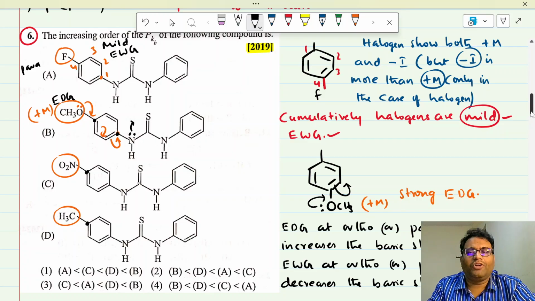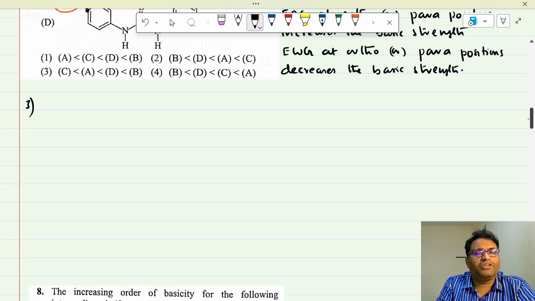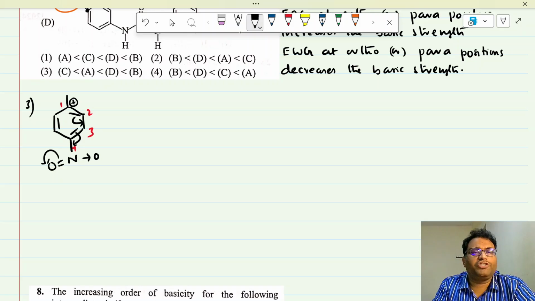Coming to the third molecule, it has nitro. It shows a minus M effect. Let us consider this molecule. This is position 1, I am not writing the complete molecule: 1, 2, 3, 4. Here we have nitro, so what does it do? It pulls the electron density in this way, and you get a positive charge at the first position.